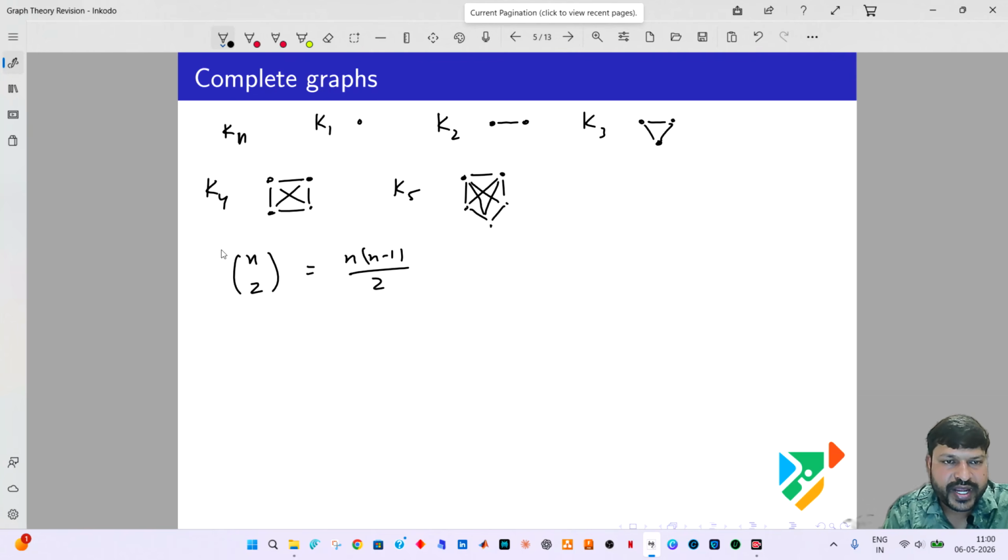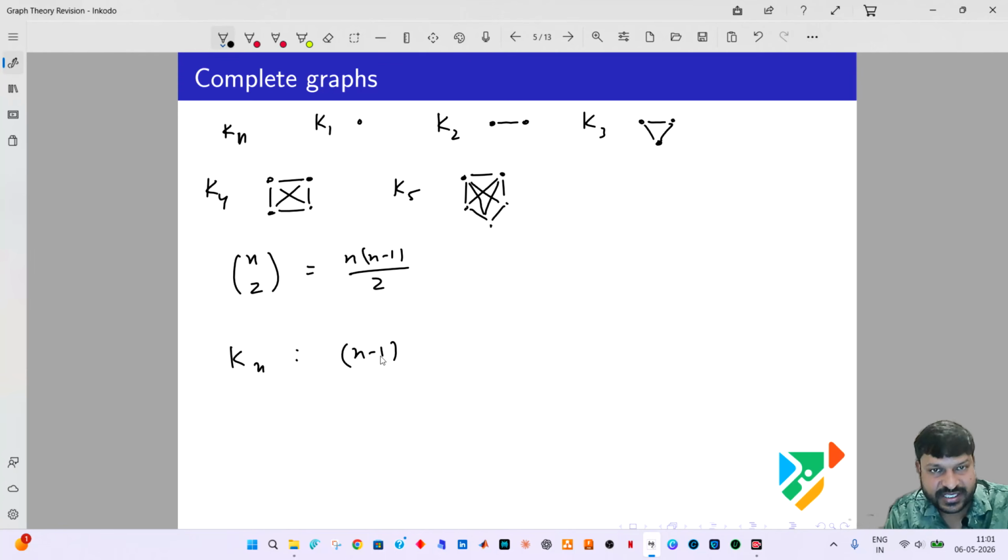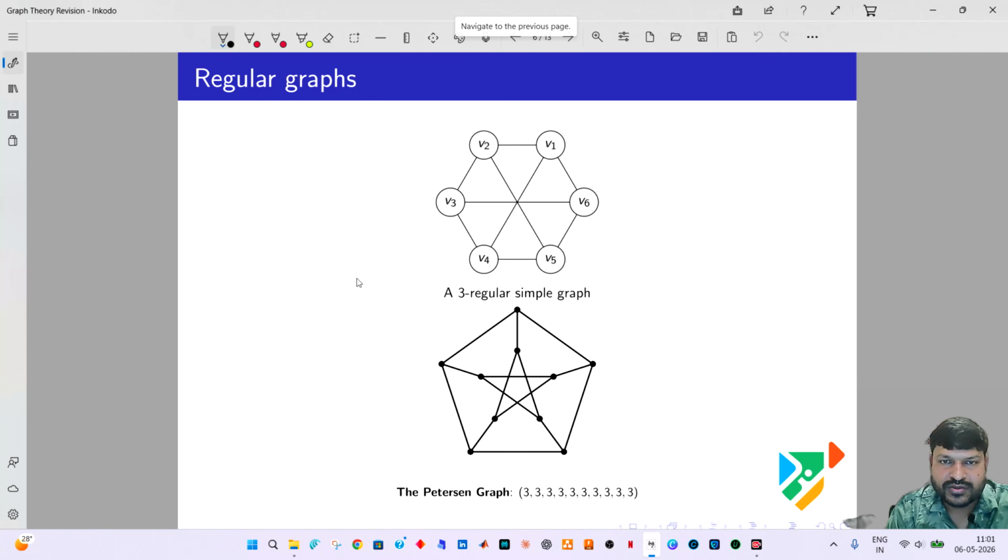And know that this is also a regular graph. So what is the regularity of Kn? N minus 1. What is a regular graph? The number of edges associated with every vertex is the same. And how many edges are attached with a vertex? N minus 1. And how many such vertices are there? N vertices. So this is a regular graph.